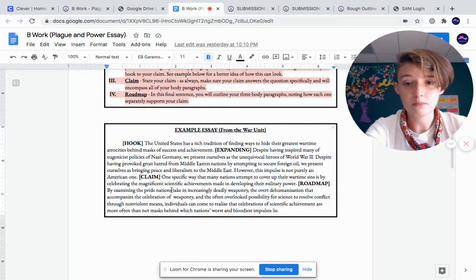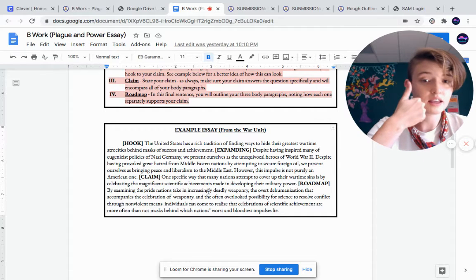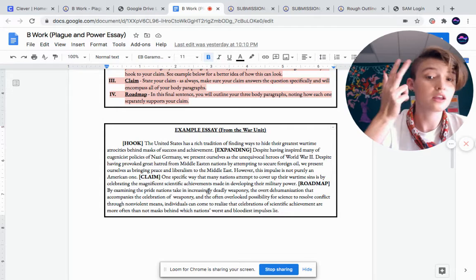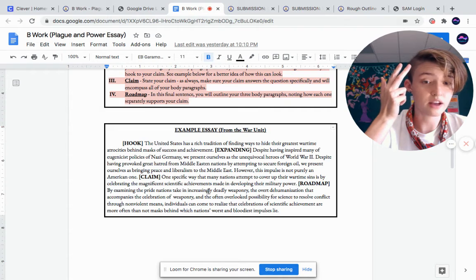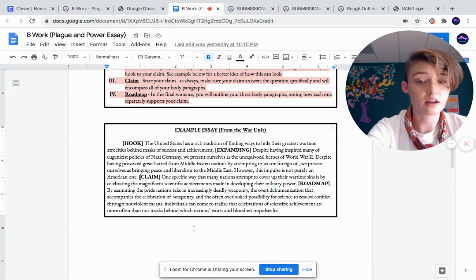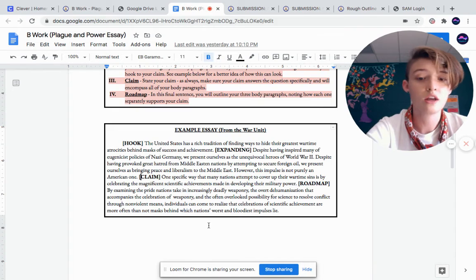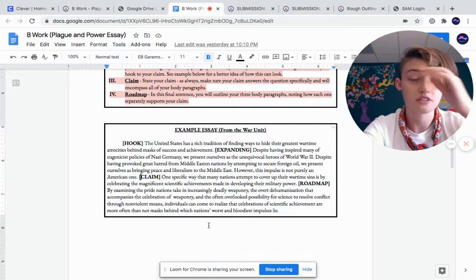By examining the pride nations take in increasingly deadly weaponry, the overt dehumanization that accompanies the celebration of weaponry, and the often overlooked possibility for science to resolve conflict through nonviolent means, individuals can come to realize that celebrations of scientific achievement are more often than not masks behind which nations' worst and bloodiest impulses lie.